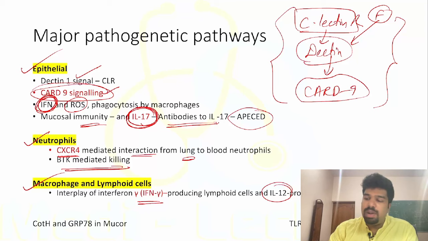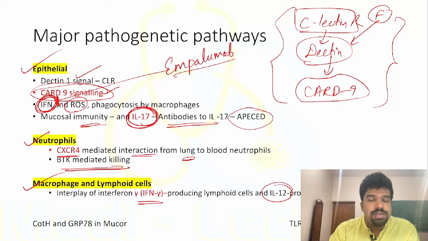Similarly, interferon gamma is inhibited by a drug called empalumab. Okay. This also causes chronic mucocutaneous candidiasis. So all of this corroborates the same idea. Okay. Second, if you're going to give an inhibition to BTK, what is going to happen? Well, where are BTK inhibitors used? They're used in CLL, mantle lymphoma, etc. You're going to use ibrutinib, acalabrutinib, etc.